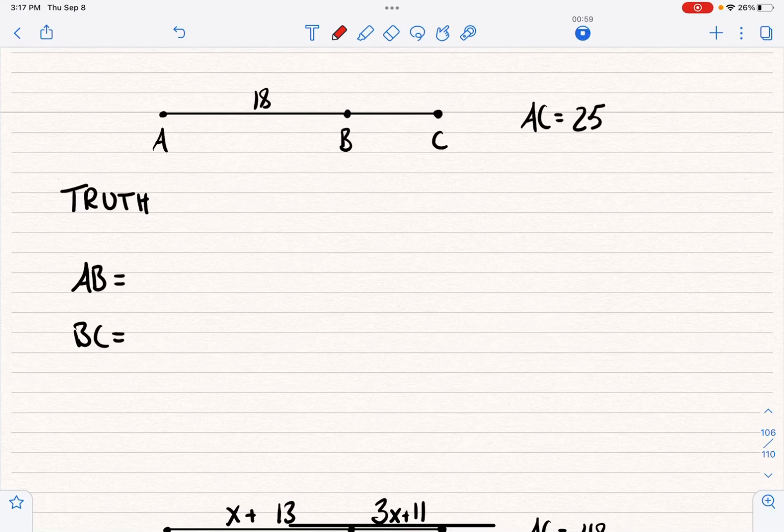All right, we're going to review the segment and angle addition postulates right now. This first one is obviously a segment, and the truth that goes along with this is that the length of segment AB plus the length of segment BC has got to be equal to the length of the whole thing, the length of segment AC.